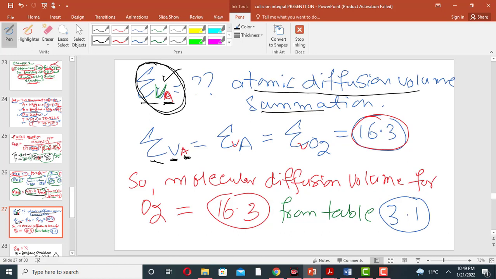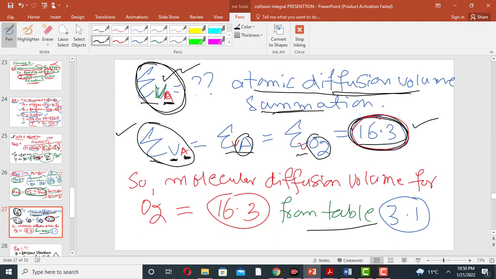But here in this example, there is oxygen molecule, so we can say that this ΣV_A means the summation of oxygen diffusion volume. So we are considering there is one type of molecule, which is oxygen. So the oxygen diffusion volume is equal to 16.3. This value comes from table 3.1. So the molecular diffusion volume for oxygen is 16.3. This is from table 3.1.